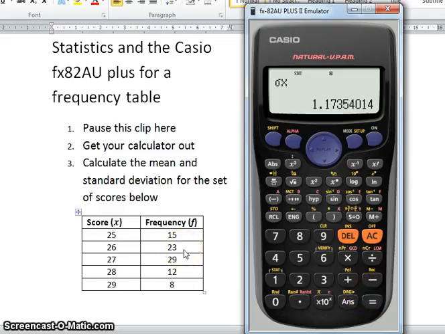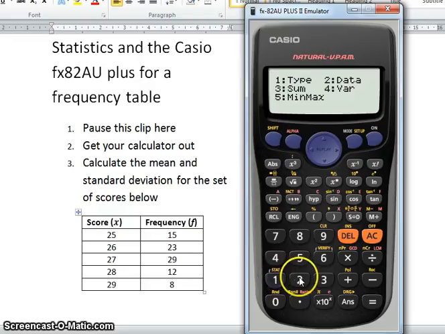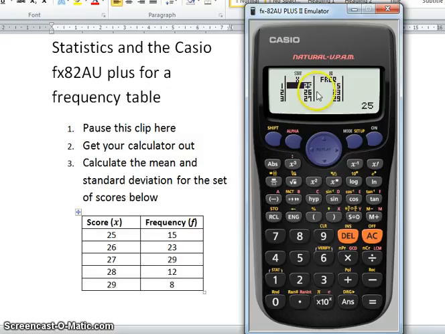Now, if you want to go back to the table, you can press Shift, 1, and then 2. Go back to data and back to the table, and you may be able to make adjustments to that if need be. So this little clip may help you in using your Casio to find the mean and the standard deviation for a frequency table. If you need to find the mode, well, you need to do that individually, and the same for the median. Your calculator does not help you with the mode and or the median.